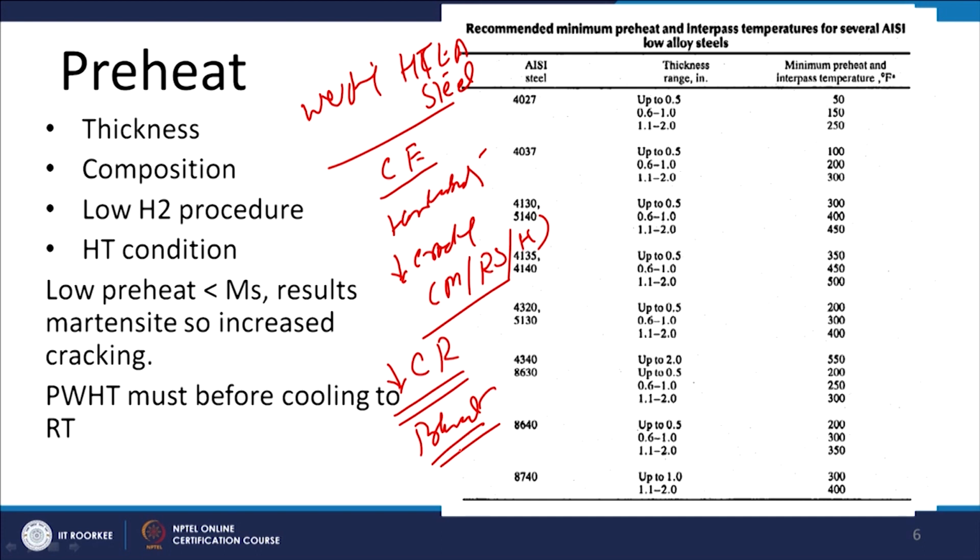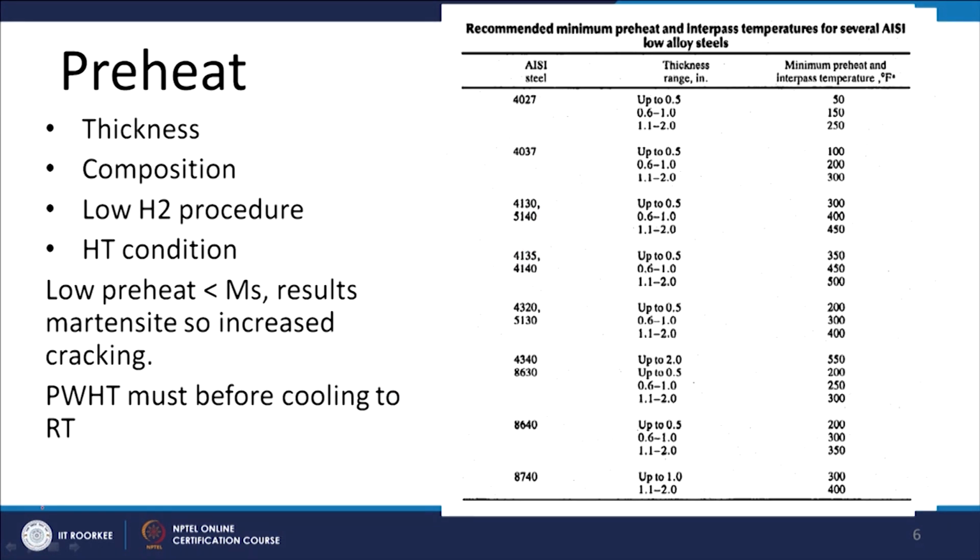So, which value of the preheat is to be used will depend upon these factors. The greater the thickness of the plate, the higher the preheat to be used. The greater the carbon equivalent, the higher the preheat. If the low hydrogen procedure is not used, the more hydrogen there is, the more preheat will be needed. If low hydrogen procedures like low hydrogen electrodes, proper inert gases free from moisture, and proper cleaning are used, then the preheat temperature can be reduced.